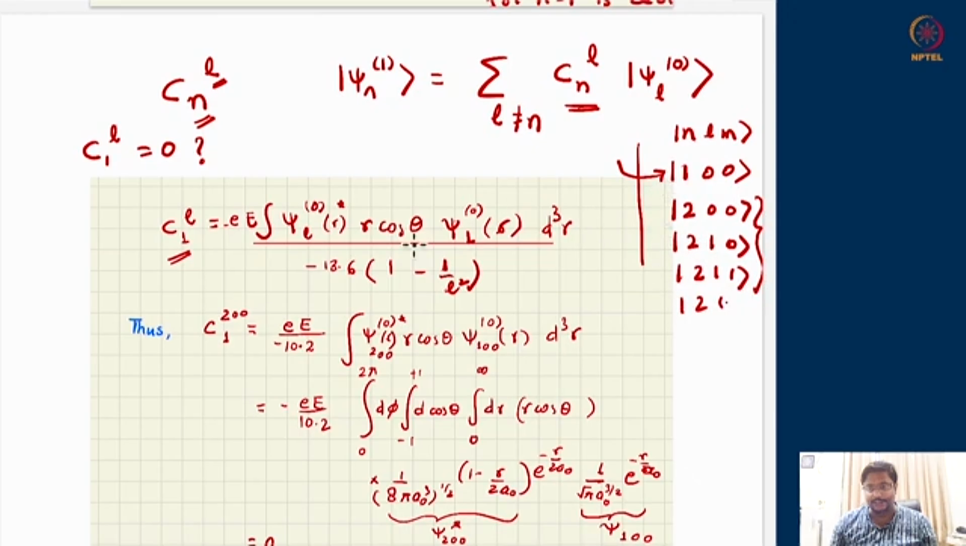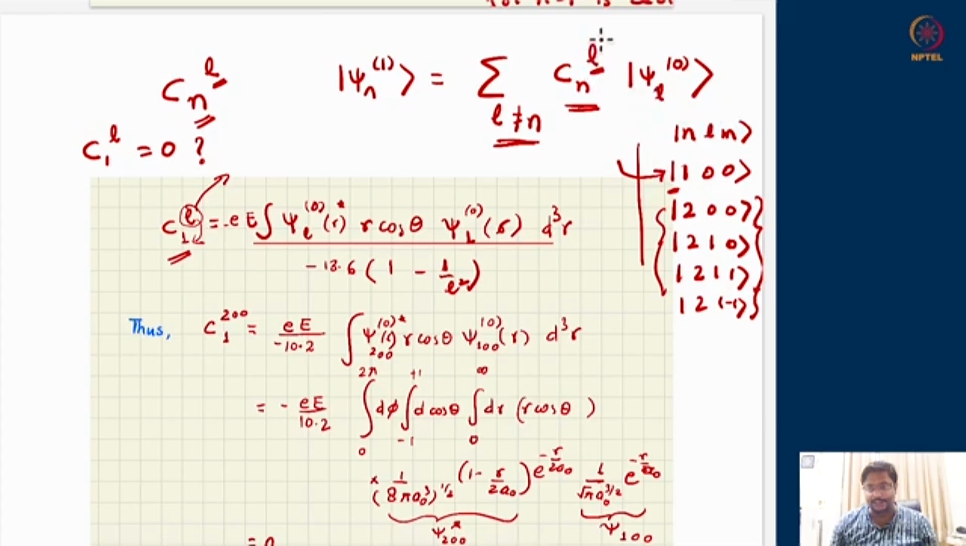So I want to know C1L. L is supposed to be all other states, but not just the ground state. It cannot be the same value for which you are trying to find the correction. We are trying to find the correction for the ground state, n is equal to 1. So L has to take all other states. This L right now is just an indication of summation over all the states. We could have called it M as well, but we are using L and M here as well.